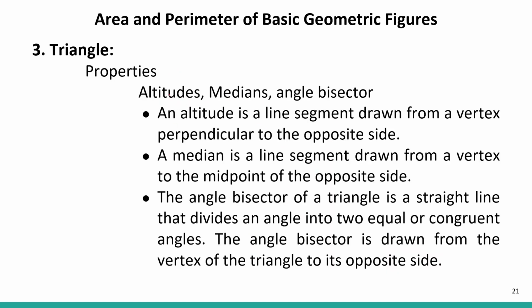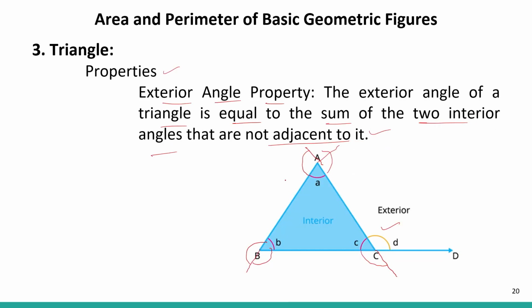Okay, so let's see what altitude, median, and angle bisector are. So altitude is what? It is a line segment drawn from a vertex perpendicular to the opposite side. Let's try to erase these things and see what altitude actually is. We have a vertex right here. Actually, you have three options, but I am choosing this one.